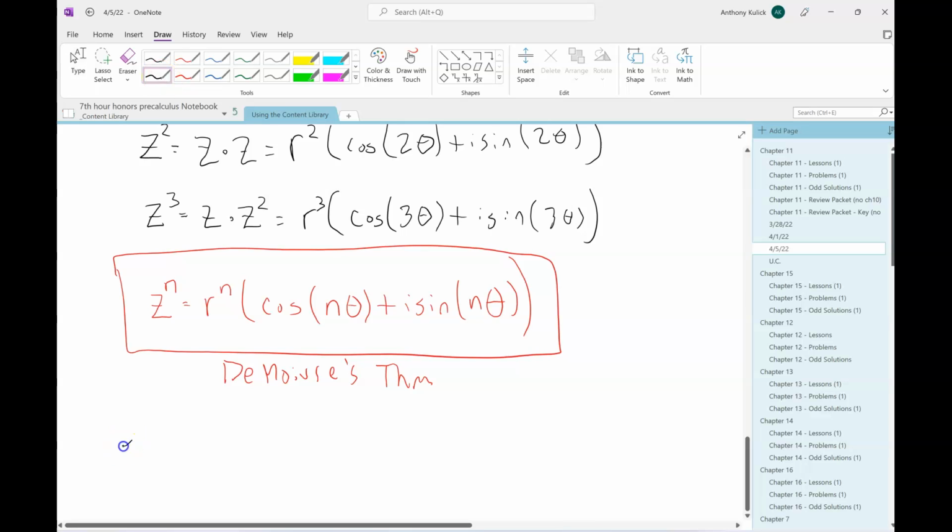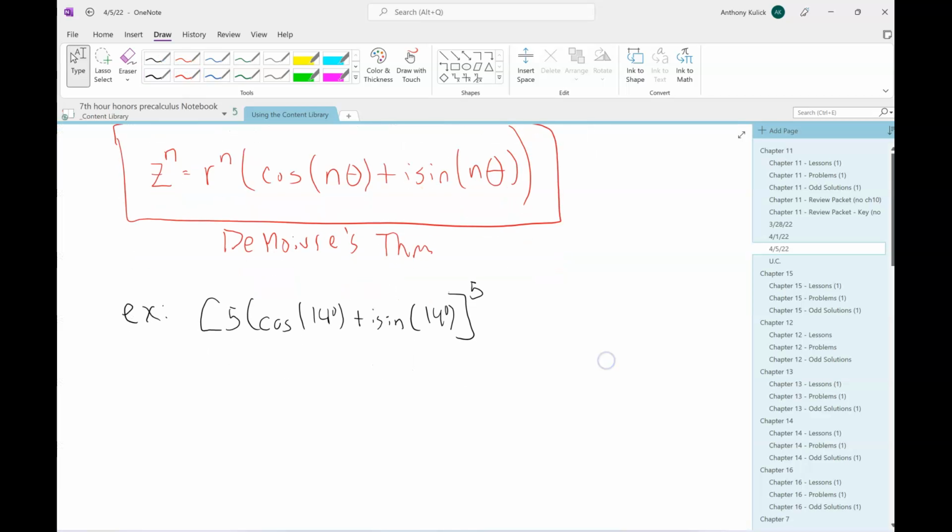Let's do a quick example to just hammer this home. Let's say we have 5 times cosine of 14 plus i sine 14, to the 5th. What do I get?